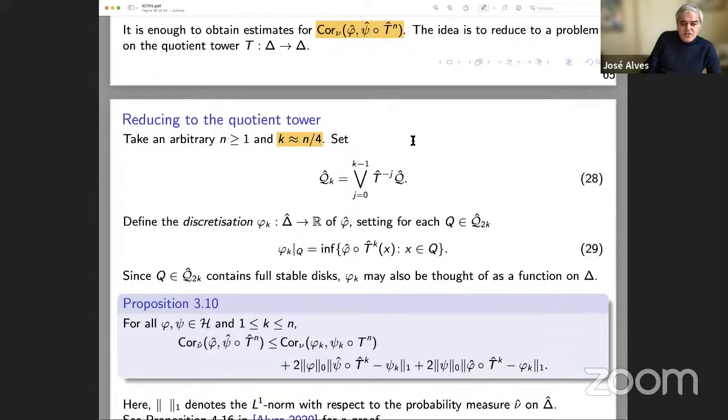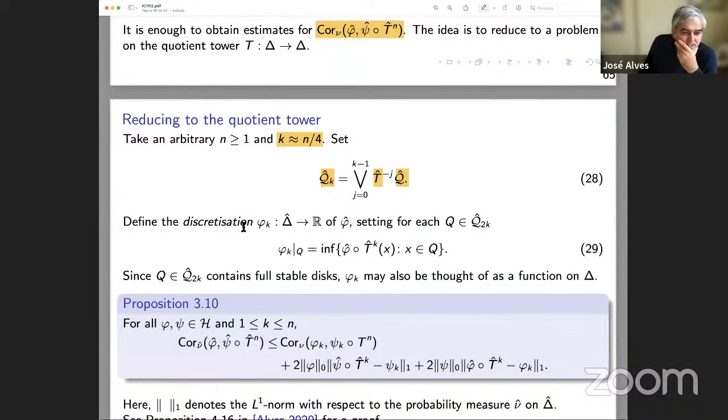And I'm going to consider the refinements. So we have this tower T hat. We have the partition in the tower, the natural partition. And I'm going to consider the dynamical refinements of this partition, up until the iterate k. So that's what I call q hat k.